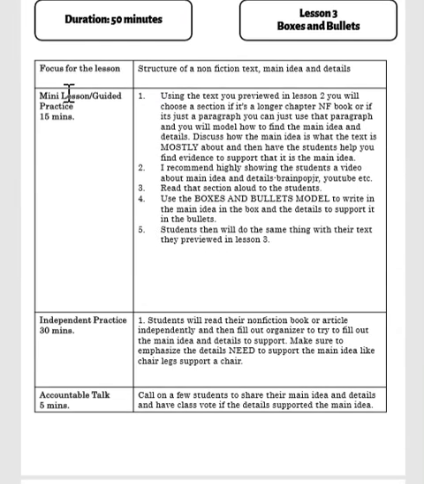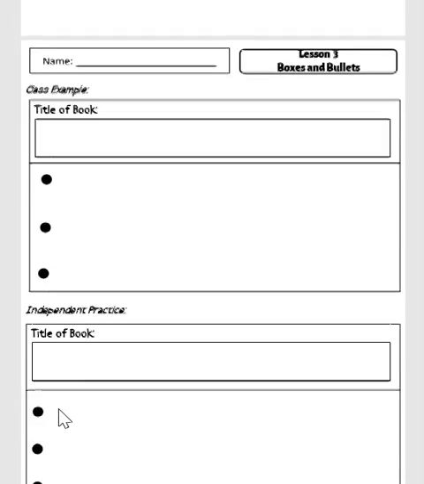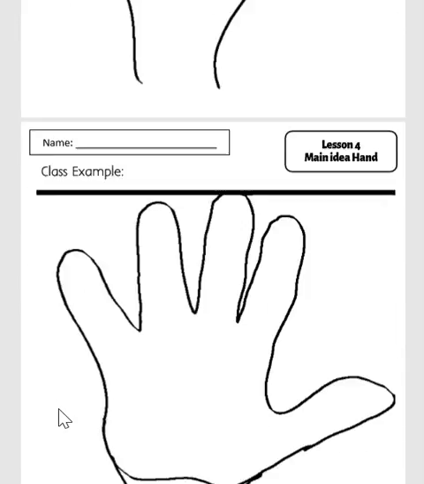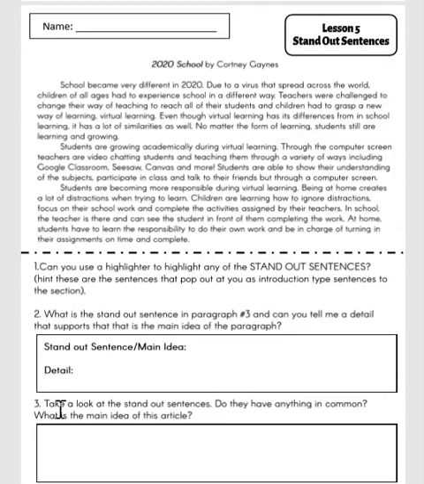Each lesson is structured to have a focus, the mini lesson or the guided practice for 15 or so minutes, the independent practice, and then an accountable talk. So it's like that gradual release process, the I do, we do, and then you do, and then some accountable talk at the end. The students are utilizing organizers to do main idea and details with boxes and bullets, the main idea hand, looking at certain sentences that stand out to help them figure out what the main idea is.